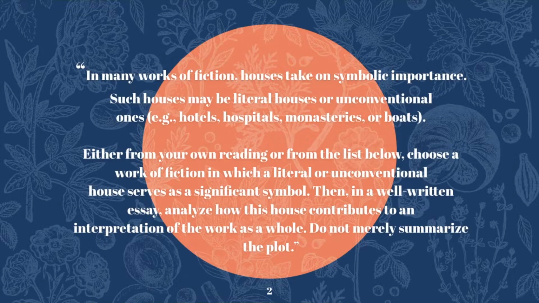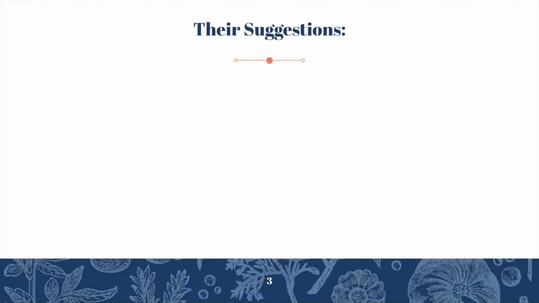In many works of fiction, houses take on symbolic importance. Such houses may be literal houses or unconventional ones. Either from your own reading or from the list below, choose a work of fiction in which a literal or unconventional house serves as a significant symbol. That's what they want you to do. Find a house that serves as a symbol. Then in a well-written essay, analyze how this house contributes to an interpretation of the work as a whole. This is the essay where we get to meaning of the work as a whole. Do not merely summarize the plot.